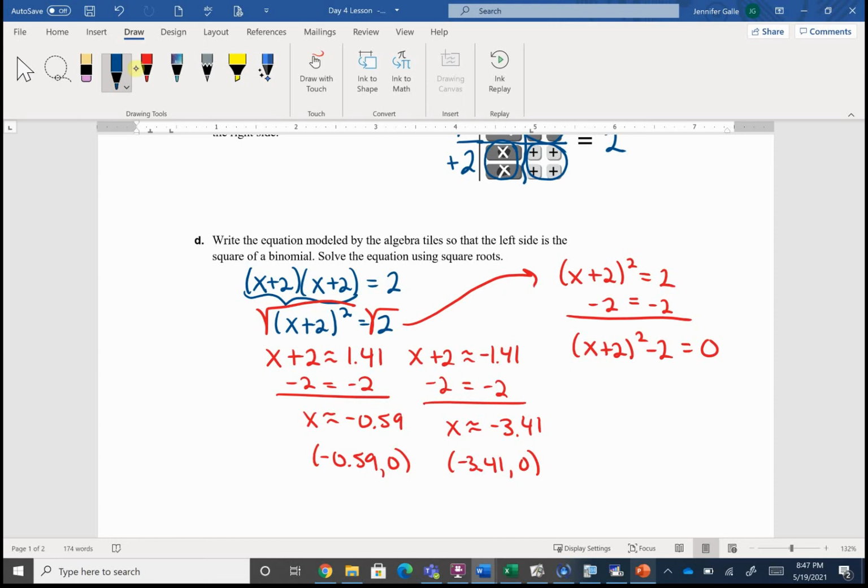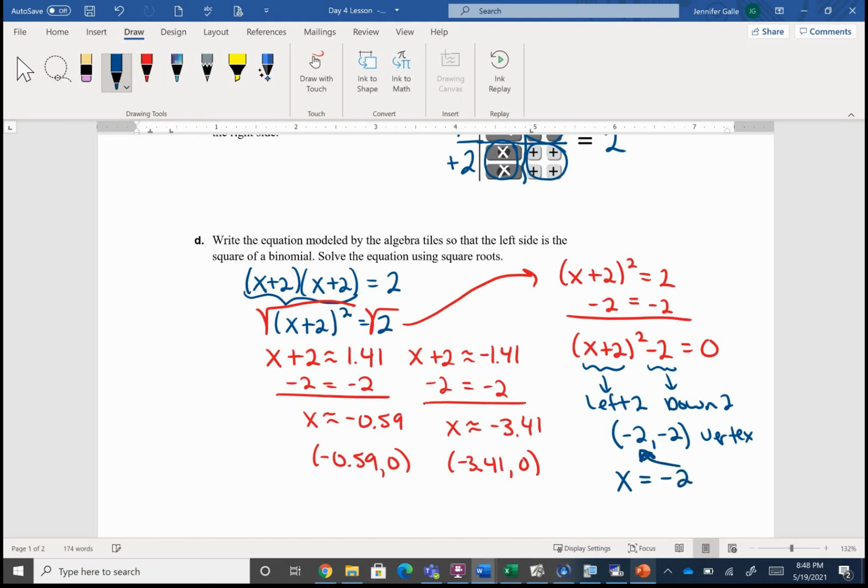Remember, plus 2 inside the parentheses, we go left 2. The minus 2 outside would cause us to go down 2. So our vertex would go left 2, so negative 2, and it would also go down 2, so another negative 2. This would be our vertex. Then the axis of symmetry, remember, is just the x value at the vertex.